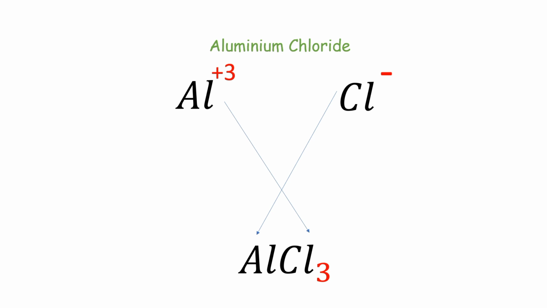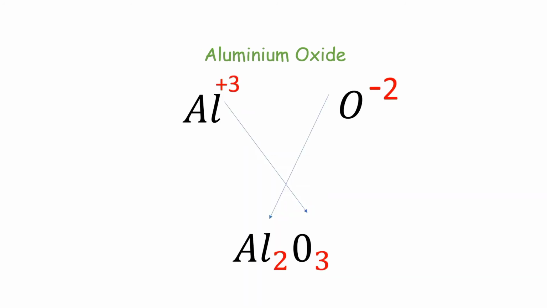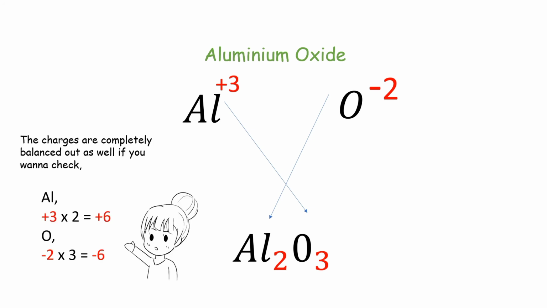For aluminium oxide, the Al ion has a charge of +3, and oxygen is from group 6, so its ion has a charge of -2. So let's swap the numbers and we have Al2O3, aluminium oxide. The charges are completely balanced out, and if you want to check, go ahead, do the math.